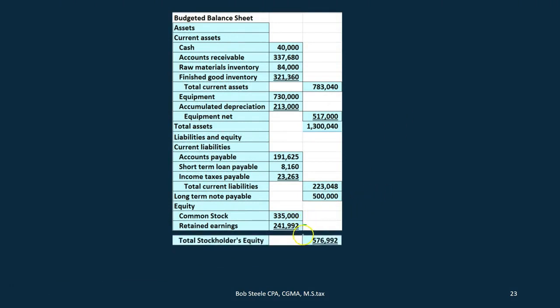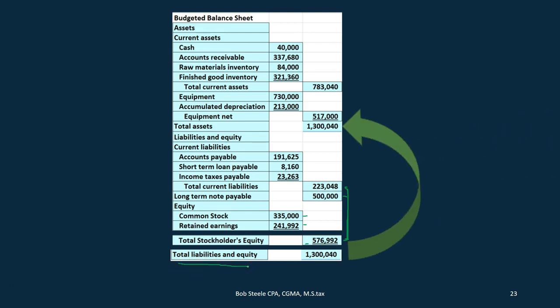Then we're going to have the total stockholders' equity, which will be the $335,000 plus the $241,992, gives us the $576,992. And if we then add up the total liabilities and equity, here's the current liabilities plus the note plus the total equity. So these three are adding up to the $1,300,040. And of course, the total liabilities and equity will then equal the total assets, and so we are in balance in our budgeted balance sheet.